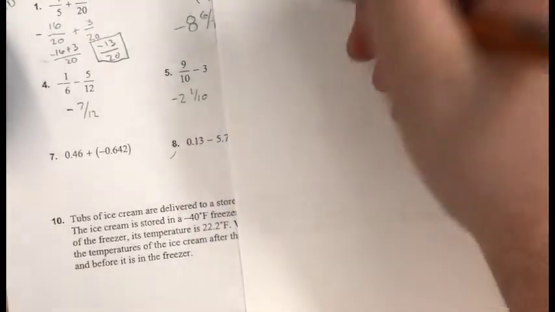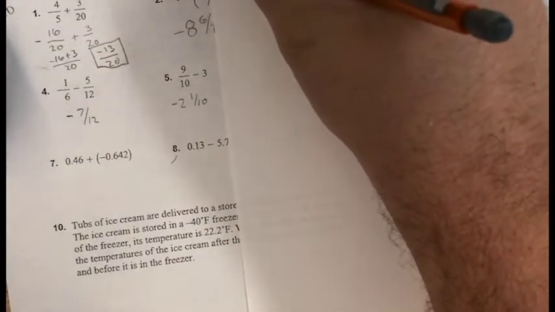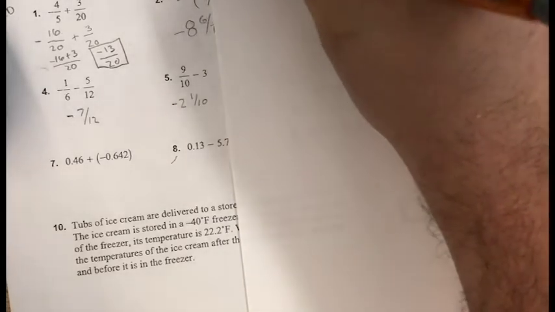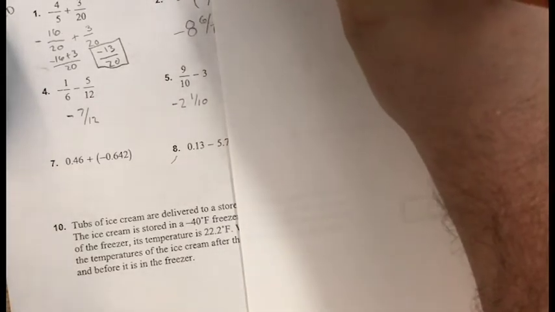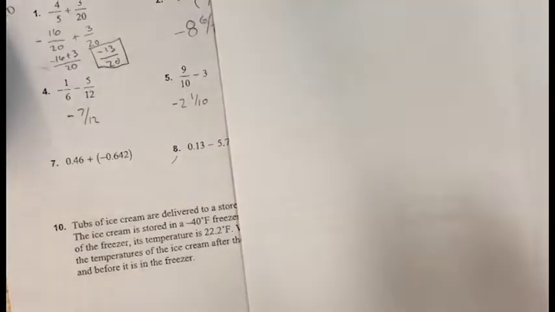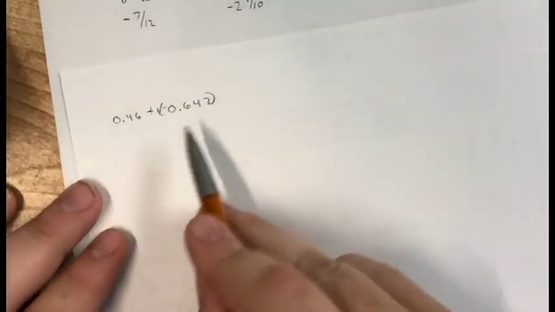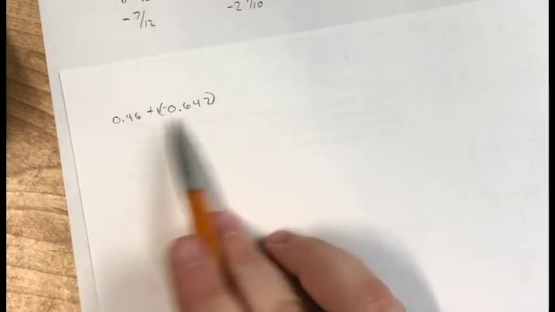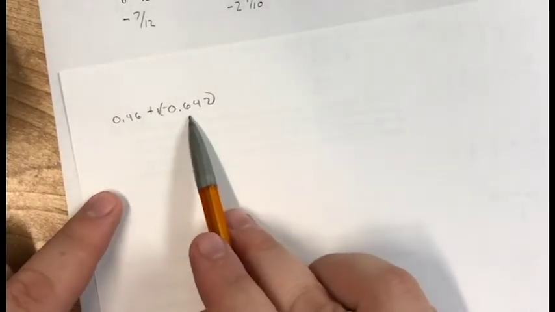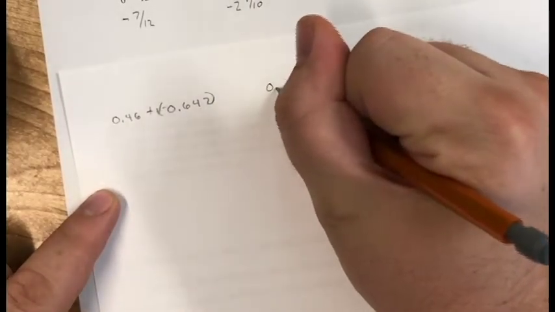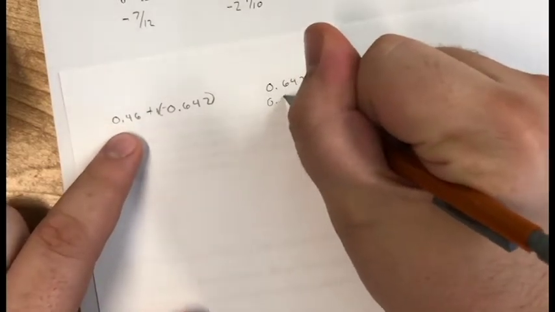So we have the number 0.46, and we are going to be adding 0.642, and that is a negative number. All right, so here's my problem. So since I am adding an opposite and a negative, we're going to have something here, okay? So we need to ask ourselves which one of these two has the largest absolute value. Well, in this case, it's going to be here. So my largest absolute value is going to be 0.642. My smallest absolute value is going to be 0.46.